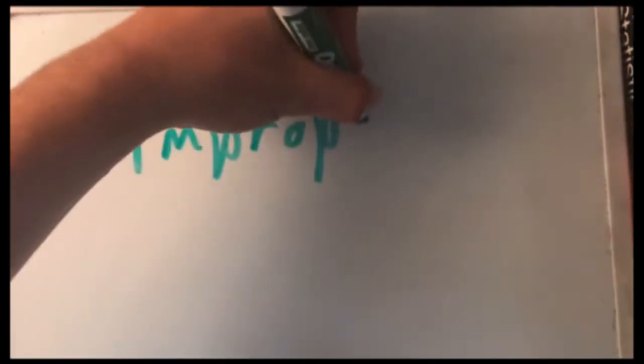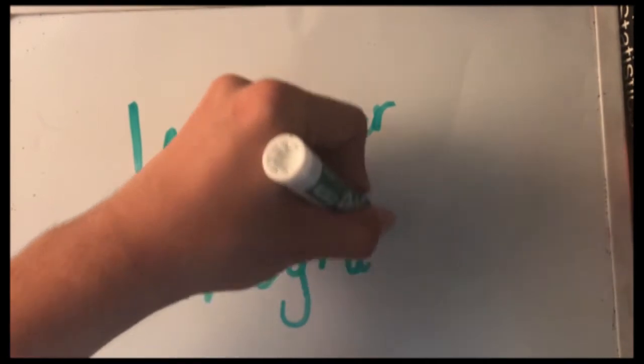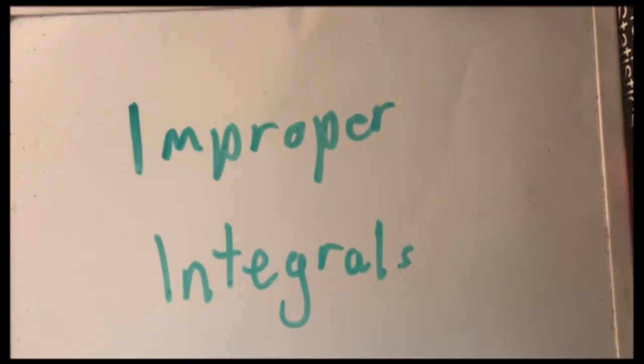Hello everyone, so today we're going to be doing improper integrals. Improper integrals is going to be the third, or technically the third video in this series, and the second topic we'll be covering. But improper integrals govern integrals that have one of two things within them.